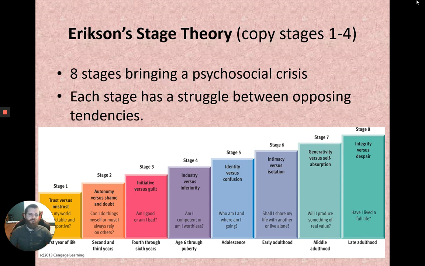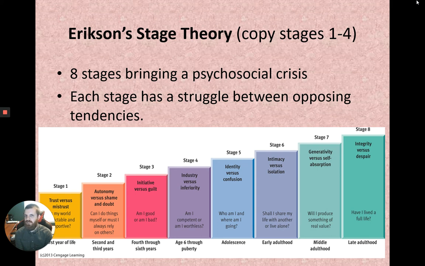Stage 7, generativity versus self-absorption, sometimes also called stagnation. And here the question is, will I produce something of real value? In middle adulthood, this could be around the time someone has a midlife crisis. They start wanting to know about legacy a little bit, like what am I leaving behind? What am I leaving for other people?